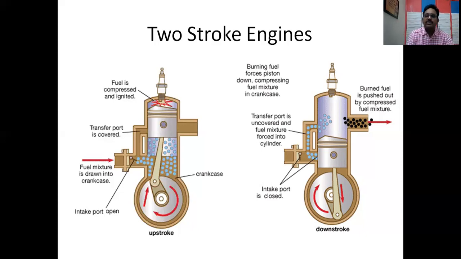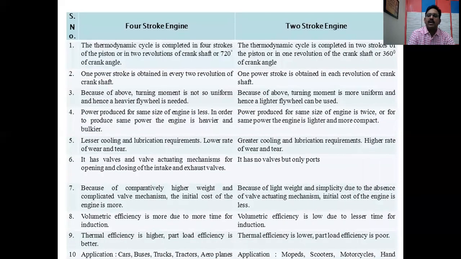So I hope you have understood. Now we will quickly go through the differences between two-stroke and four-stroke engines. So these are the differences.